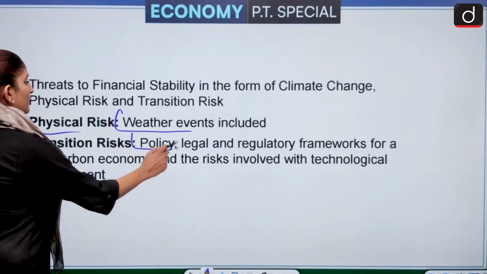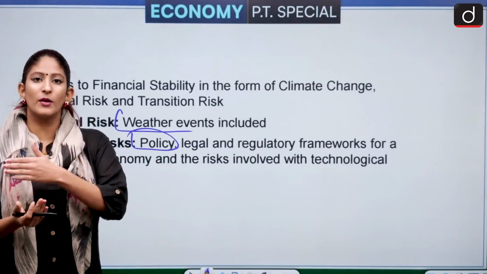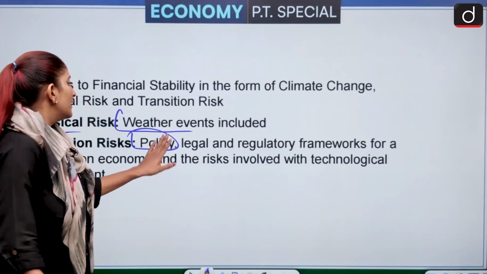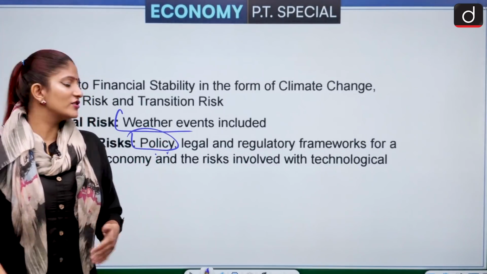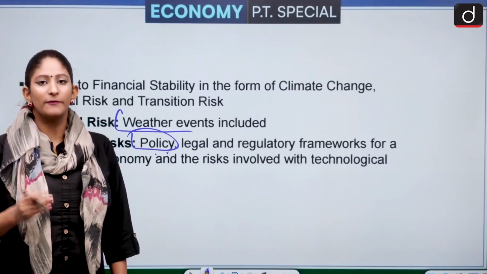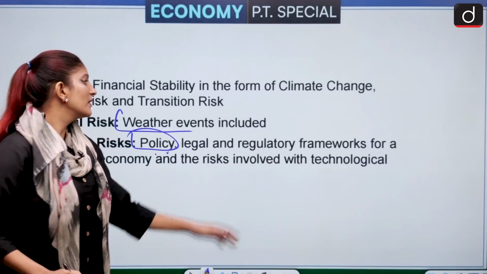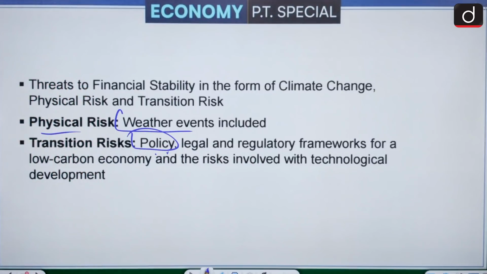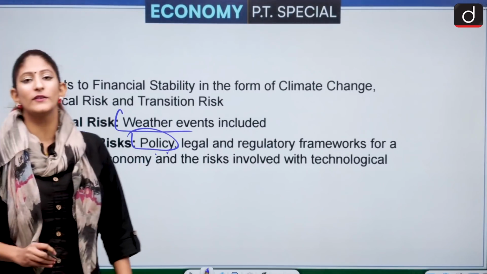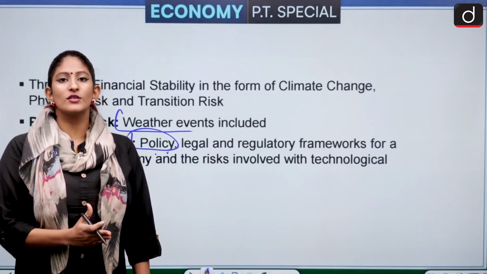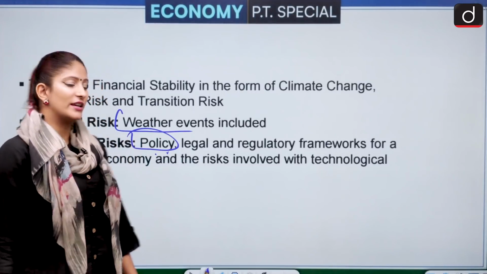Then transition risk is about the policy, legal and regulatory framework. When we move from conventional sources of energy to clean sources of energy, what policies to formulate, NGFS will help in that. Legal: what will be the legal backing if any inadvertent thing happens. Regulatory framework: how to regulate the entire process for a low carbon economy, that will also be taken care of. And the risk involved with technological development. The risks involved in the development of technology when we talk about transitioning, because the technology also has to transition along with it. So that is also taken into account.